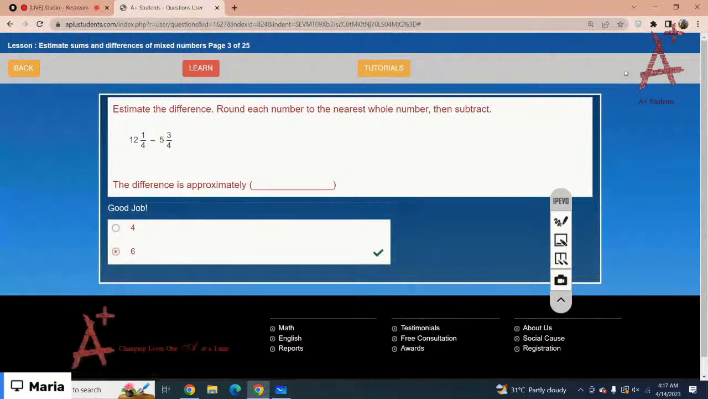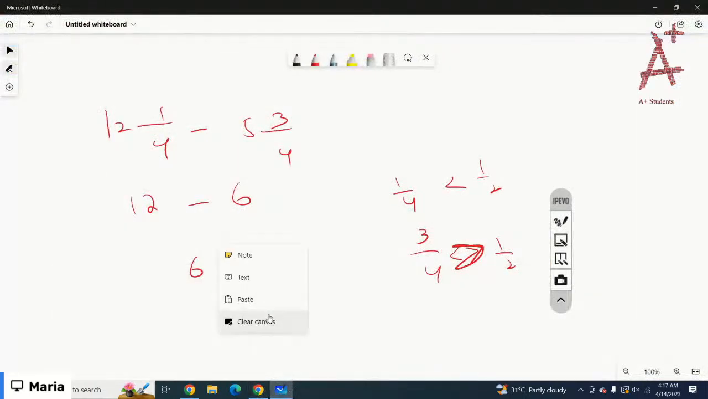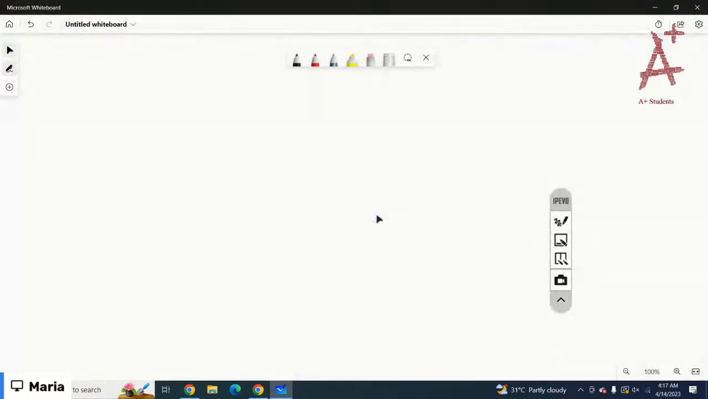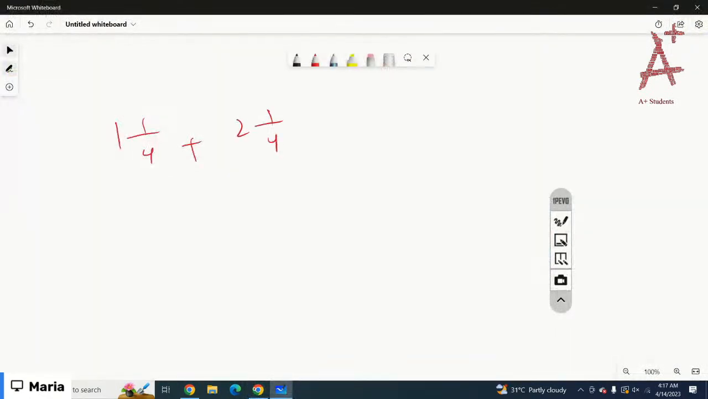Okay, the next one is 1 whole 1 over 4 plus 2 whole 1 over 4. Okay, so the fractional part for both of them is 1 over 4. And 1 over 4 is greater than 1 over 2. So that means you have to round up. Round up means it would be 1 plus 1, 2. And it would be 2 plus 1, 3. So when you add them together, they make 5. So the approximate sum is 5. Got it?